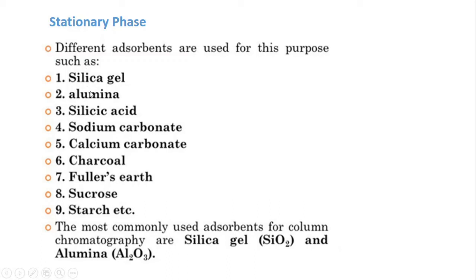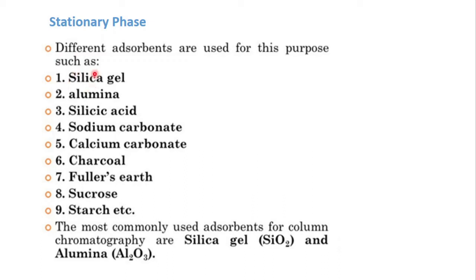So depending on the nature of the chemical mixture, you should think what kind of stationary phase you are going to use. But remember one thing, in most of the cases, silica gel column chromatography is widely used. In most of the cases, it is used. Why?